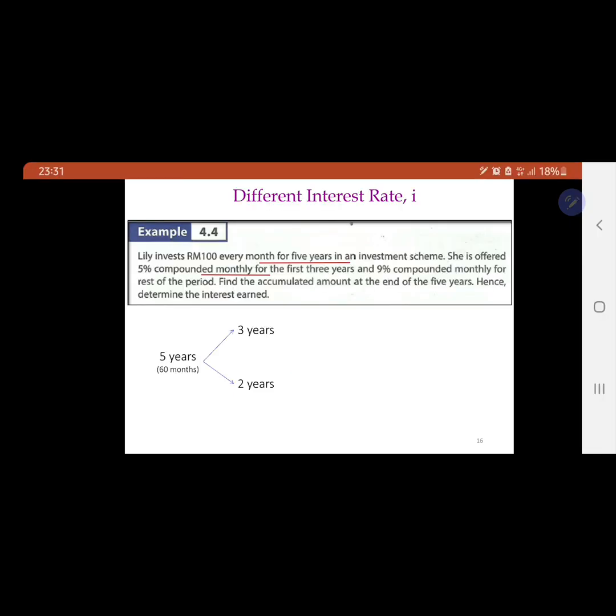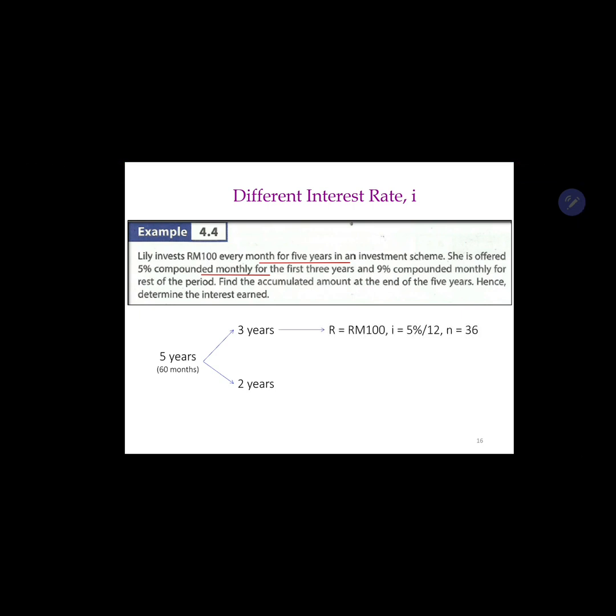Okay, so now we look at different interest rate. Okay, what do we need to do if we have more than one rate? Okay, so in this example, Lily invests RM100 every month for 5 years in an investment scheme. 5% is offered compounded monthly for the first 3 years and 9% compounded monthly for the rest of the period. So you want to find the accumulated amount at the end of the 5 years. Okay, so this is the information we have from the question.